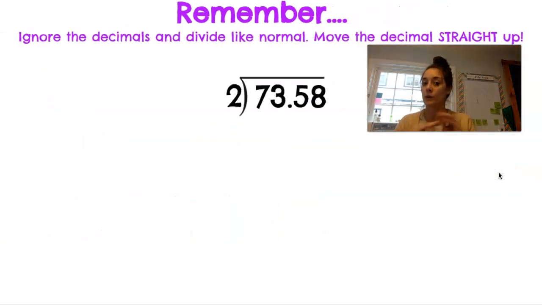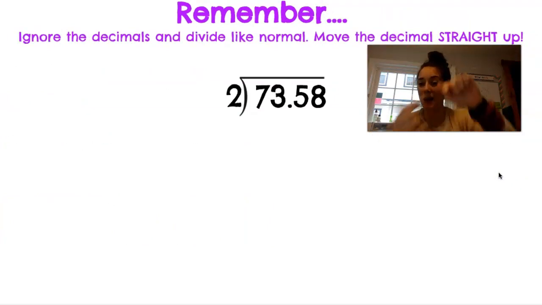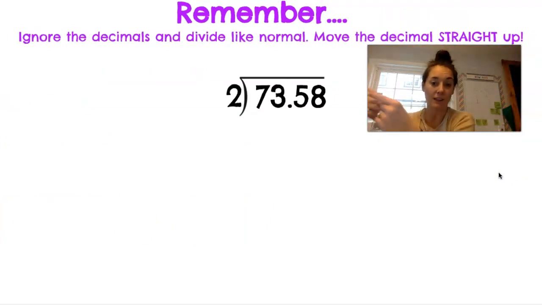So we're gonna remember, we're gonna ignore the decimals, divide like normal, and then move the decimal straight up. This time I'm gonna leave the instructions going down the side, and each instruction matches the step, so you'll be able to see.